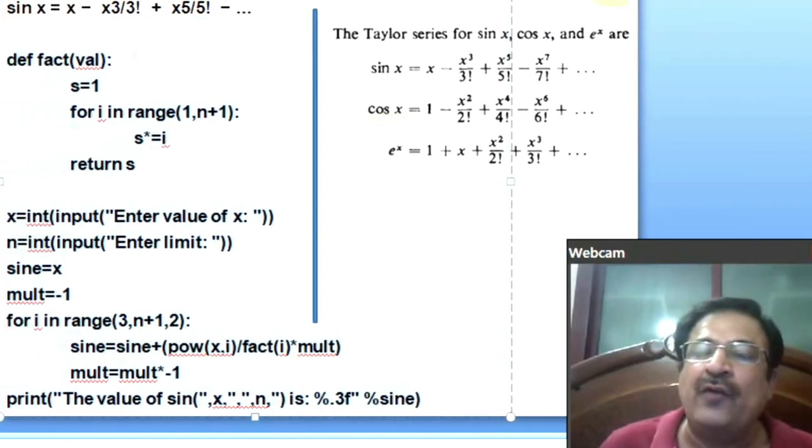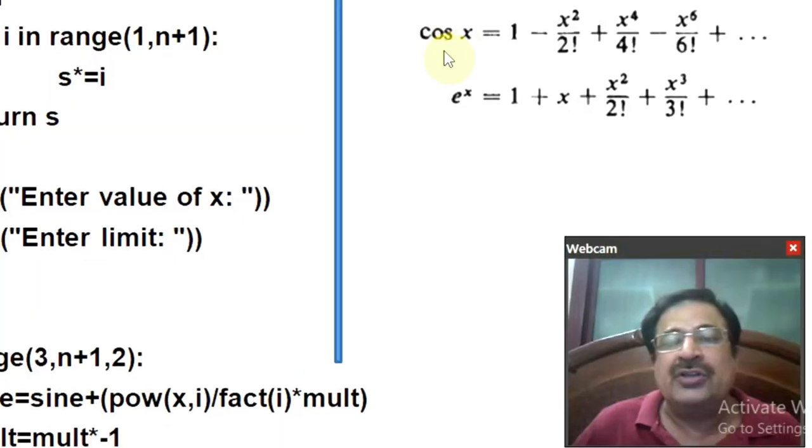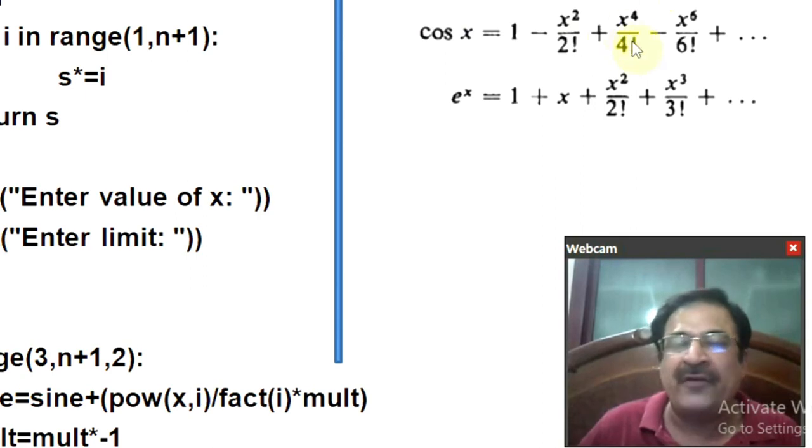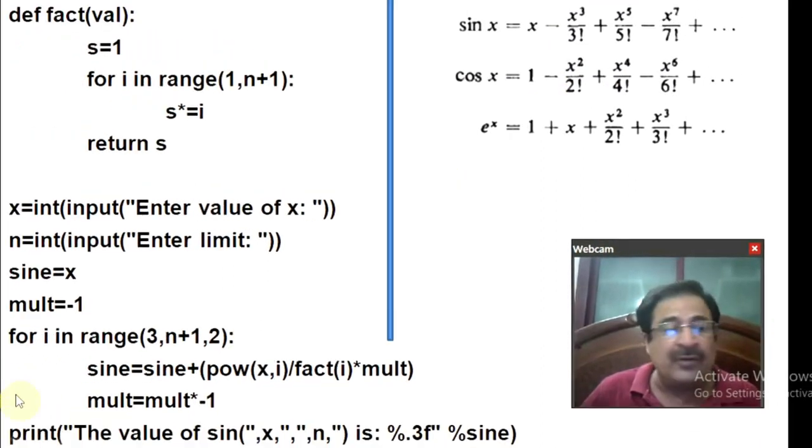Now what shall I do if I want to compute cos x? See, the expression for cos x in Taylor series is 1 minus x to the power 2 divided by factorial 2 plus x to the power 4 divided by factorial 4. I want to begin with 1. So the value of sine won't be x now, it will be 1. Next, I want the x to the power 2 divided by factorial 2. So the value of i will not begin with 3, it will begin with 2.